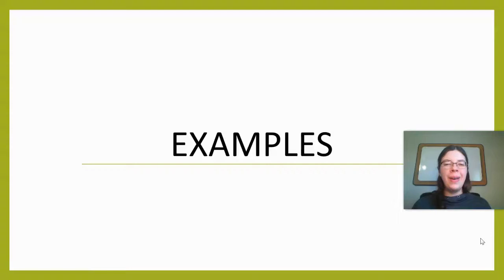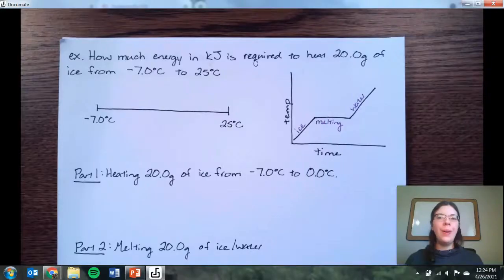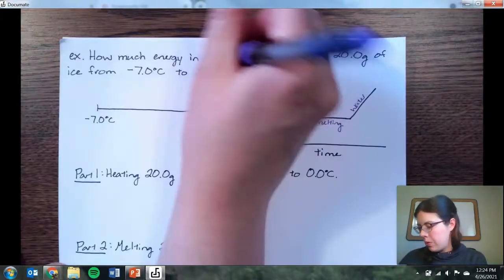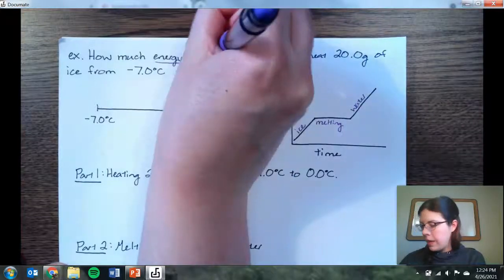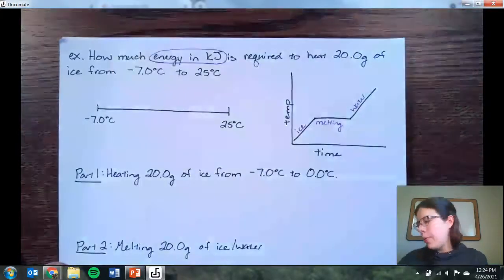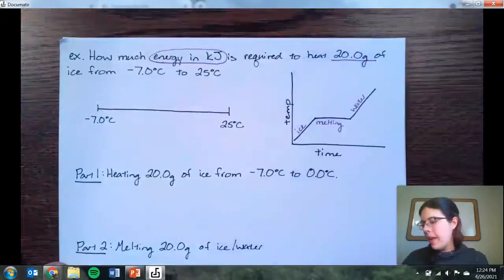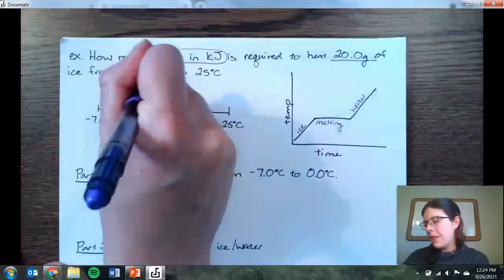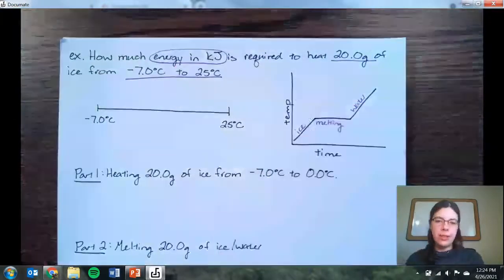Okay, so let's go ahead and try out some examples. Okay, so let's go ahead and try out this example. How much energy in kilojoules, that's what we're trying to find, is required to heat 20.0 grams of ice from -7 degrees Celsius to 25 degrees Celsius.